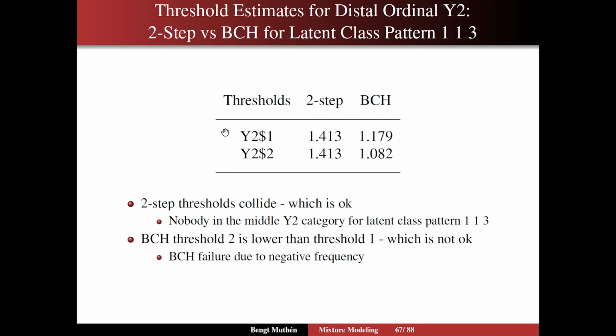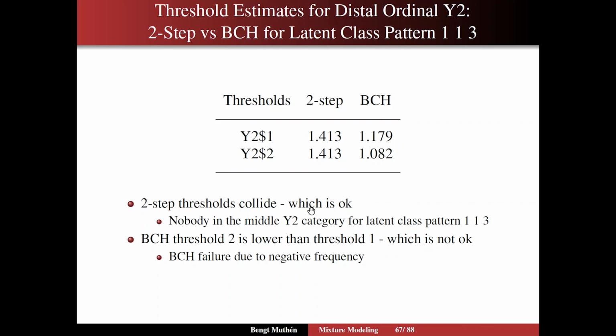So the thresholds then for Y2, since Y2 has 3 categories, it has 2 thresholds. For two-step, we see that the thresholds are the same, and therefore leaving no room for anybody in between the 2 thresholds. You know, you have people below the first threshold, you have people above the first threshold, below the second, and you have people above the second threshold. Those are the 3 observed categories for the Y2 variable.